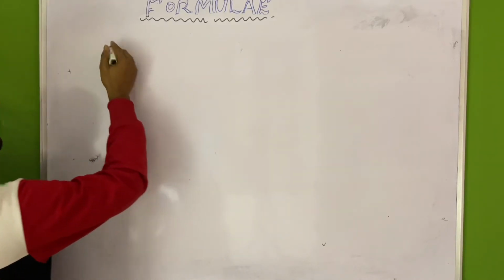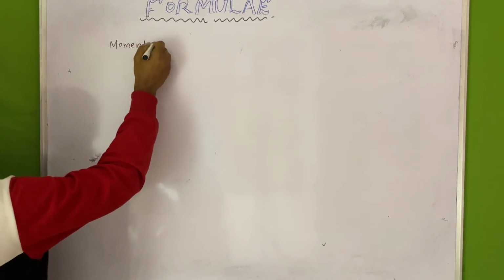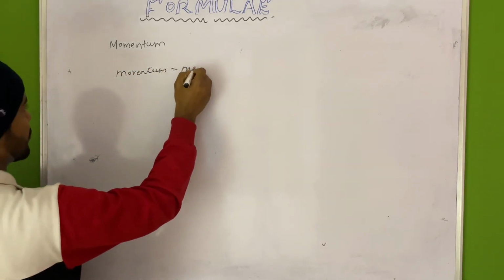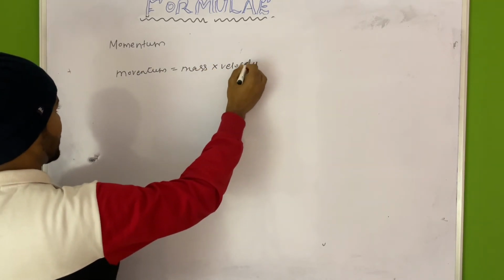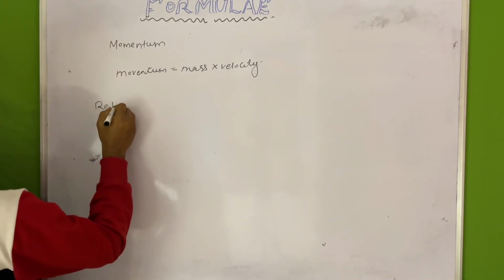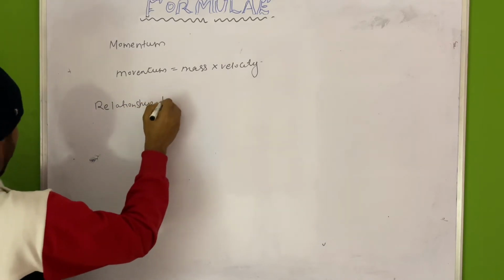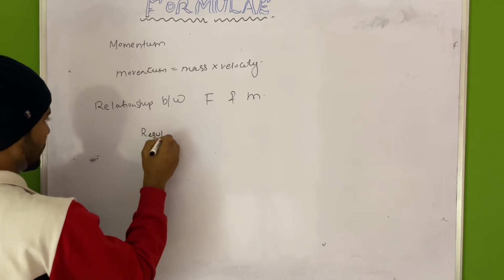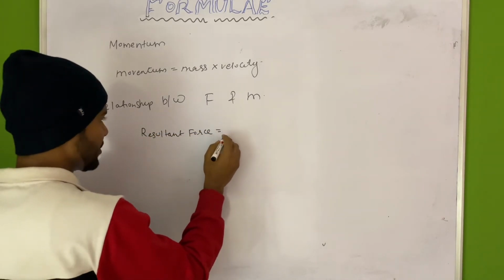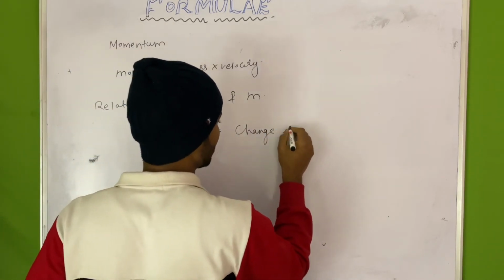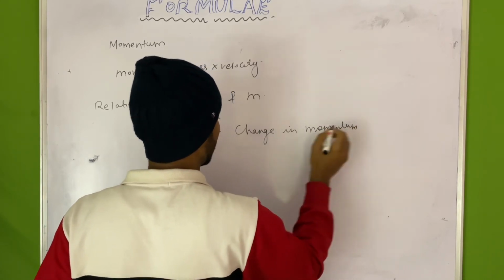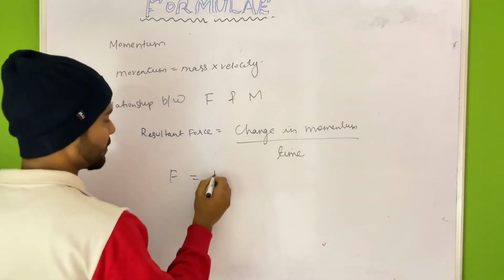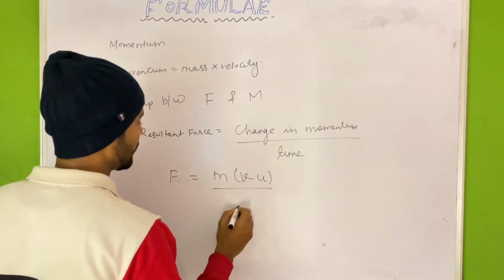Then we have the concept of momentum in this chapter. Momentum is equal to mass into velocity. Then we have the relationship between force and momentum. Resultant force equals change in momentum upon time. Therefore F equals m, mass, into final velocity minus initial velocity, upon time.